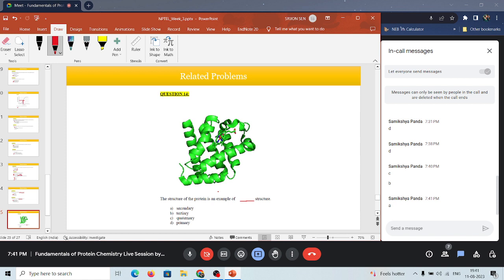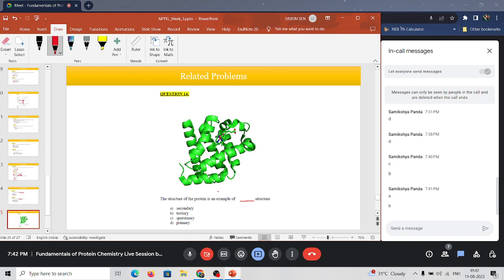Would you like to think a bit more? The protein seems to be well folded. If you have seen different structures of proteins, you would understand that this protein is a very nicely folded protein. There are a lot of secondary structures, but you see that this protein is well folded in a three-dimensional arrangement. Yes, so it's a tertiary structure.